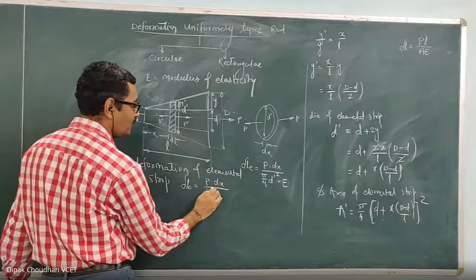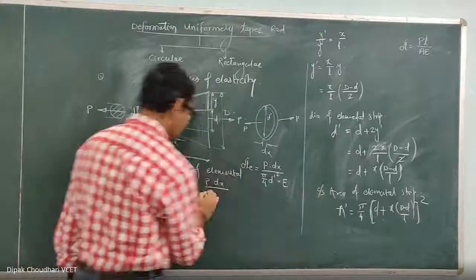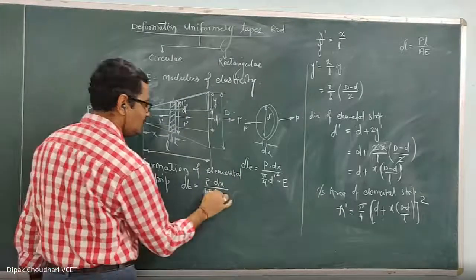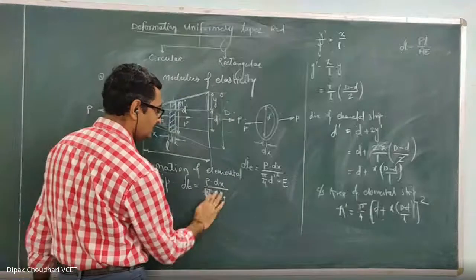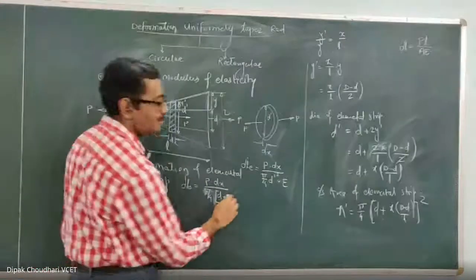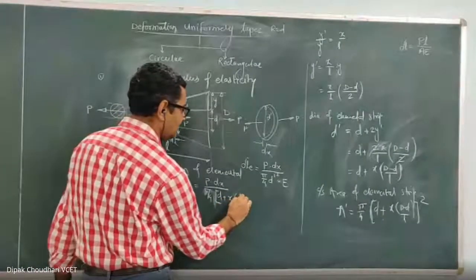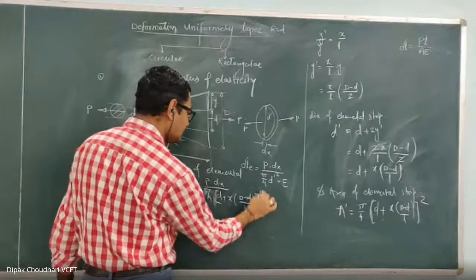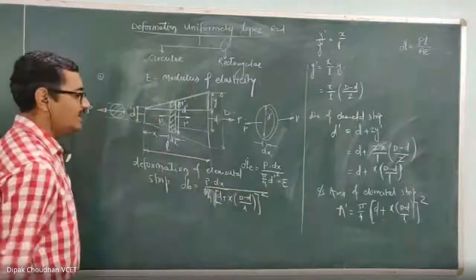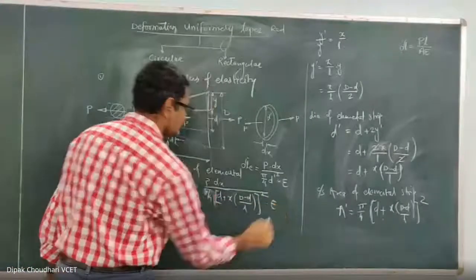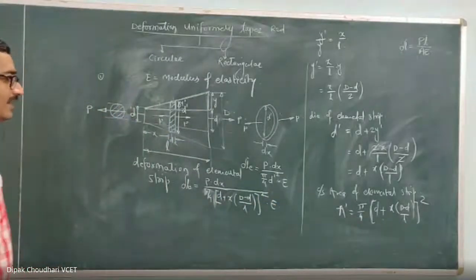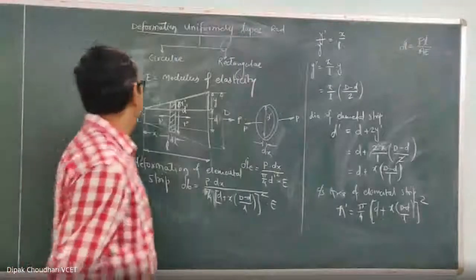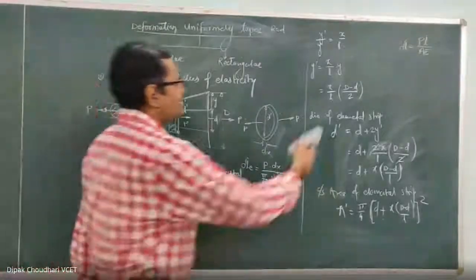pi by 4 into the cross-sectional area, which is pi by 4 into, I'm taking the rectangular bracket, d plus x into (D minus d upon L) whole square, into E. Understood this? Any doubt? Okay, I'm writing it once again here.